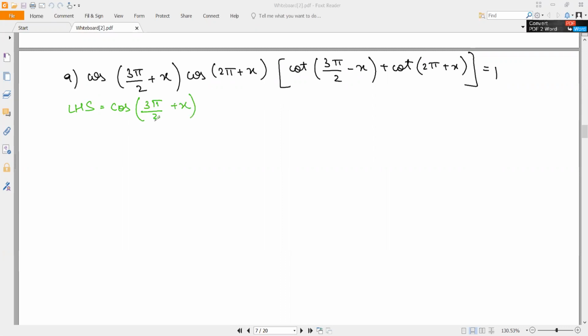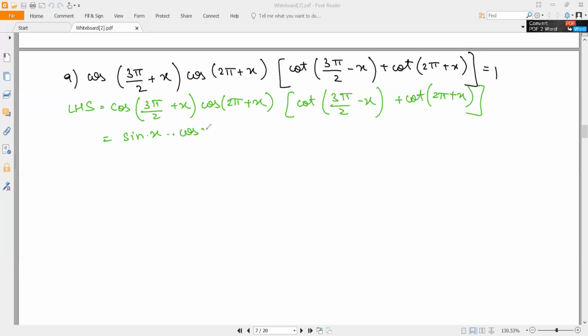3 pi by 2 is 270 degree plus x means it's the fourth quadrant. Fourth quadrant cos is positive. And because it's 3 pi by 2, multiple of pi by 2, cos will be changed to sine. Cos 2 pi plus x, I'm writing the question first. Cot 3 pi by 2 minus x plus cot 2 pi plus x. This, as we discussed, will be sine of fourth quadrant. Cos is positive, sine x, into cos pi by 2 plus x is cos x.